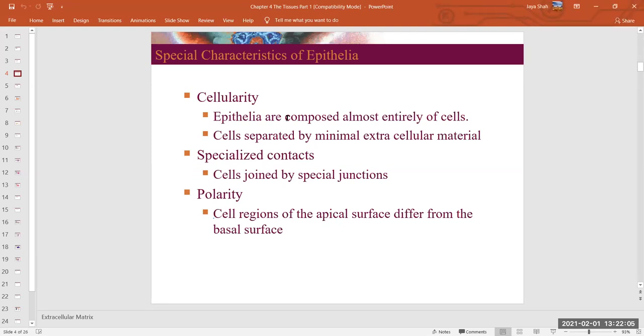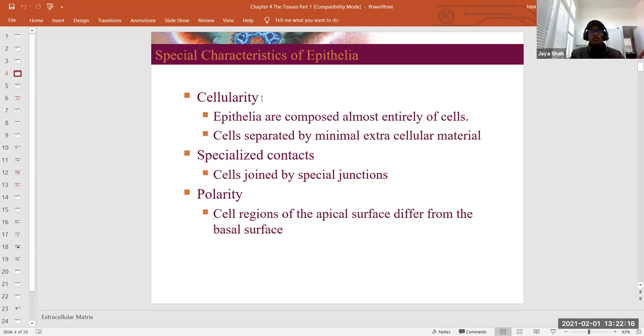As you remember, at the beginning I said all the tissues in the body are made up of cells and extracellular matrix, which is produced by the same cells. So what is cellularity? Epithelia are composed almost entirely of cells. That means cells are packed in the epithelial tissue. There is very minimal extracellular space and minimal extracellular material. Cells are separated by minimal extracellular material because there is minimal extracellular space. Are you guys following me?